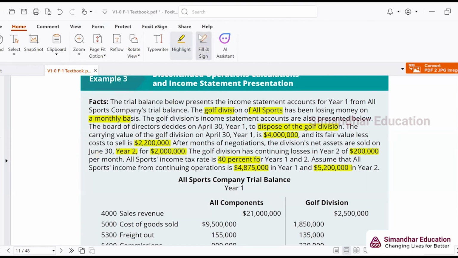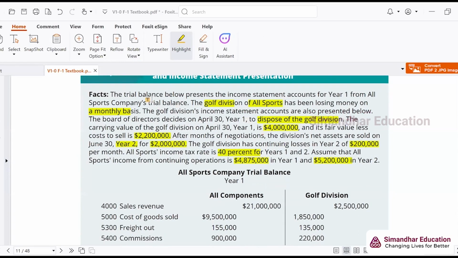Okay. So let us look at this question. This will give more clarity on what all we have discussed. The trial balance below presents the income statement accounts for year 1 from All Sports Company. The golf division of All Sports has been losing money. And one more thing is, it is not that we will sell only when there are losses. Sometimes when there are gains also we can sell. The golf division income statement accounts are all presented below.